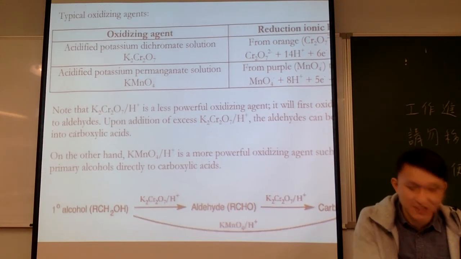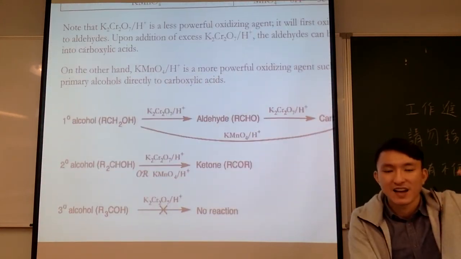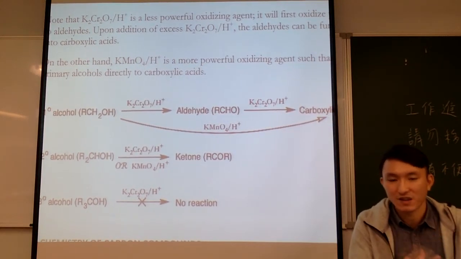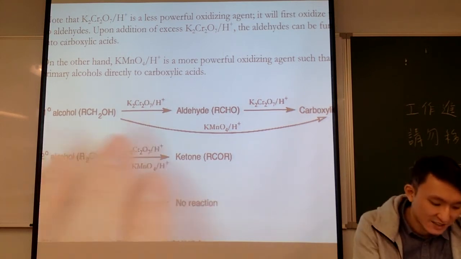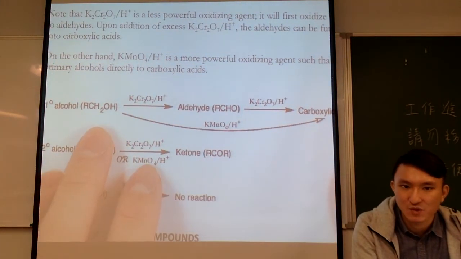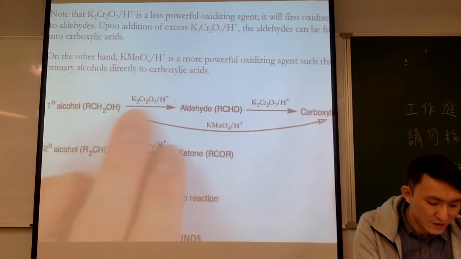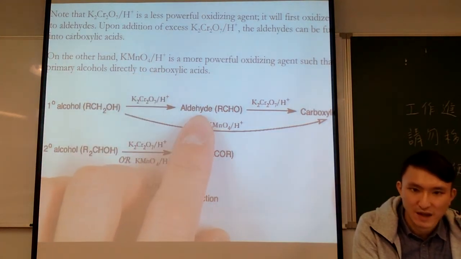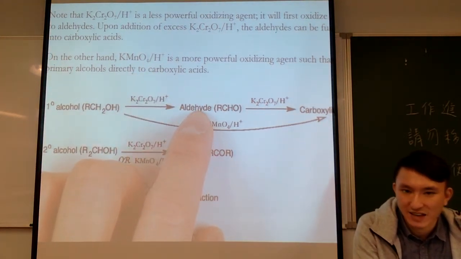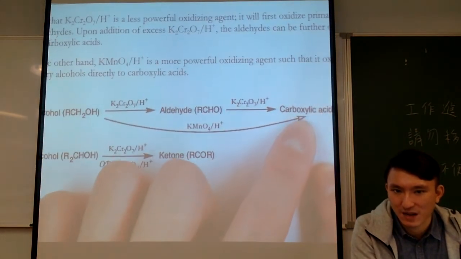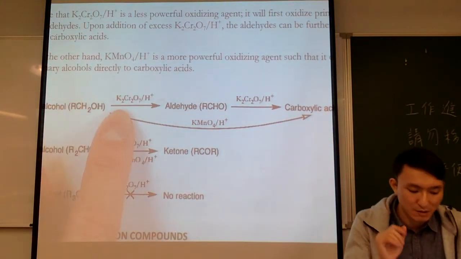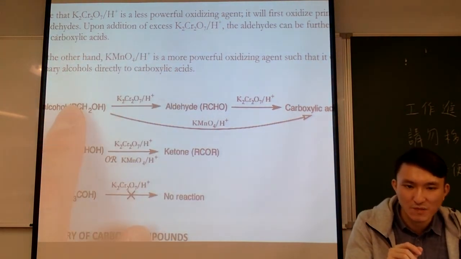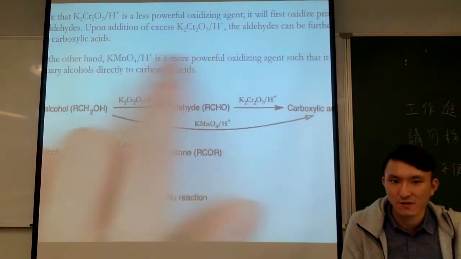Okay, down here, this is like a summary. You may notice that despite having two different oxidizing agents, when you check these diagrams, you realize that if you use potassium dichromate, it can undergo a one-step oxidation to form aldehyde. The aldehyde can then undergo a second oxidation to form carboxylic acid. That means with potassium dichromate, you can form aldehyde from alcohol. You can as well form carboxylic acid from alcohol.